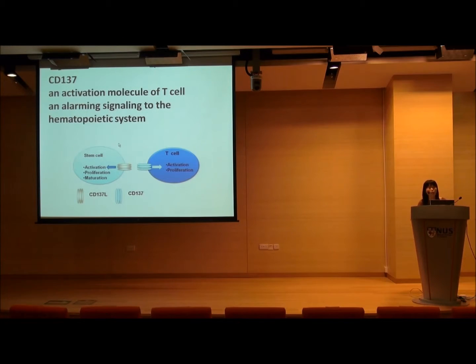More recently, our lab found that actually the CD127 ligand is also expressed on stem cells. So we wonder, can this CD127 ligand also induce the stem cells? Can it influence the decision making of the stem cells to tell them to make more myeloid cells?